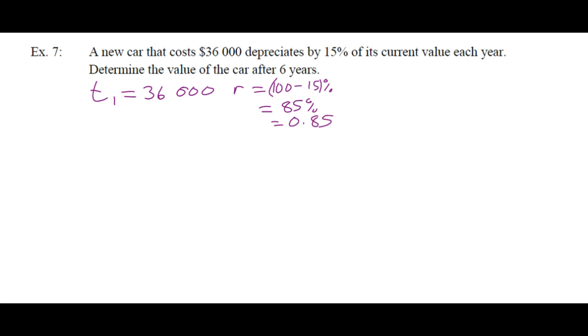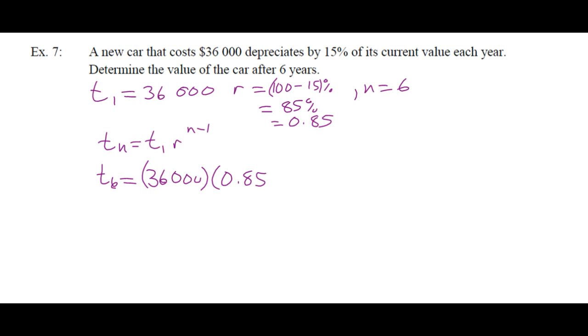You can use the decimal here. You can use 0.85. We don't need to do a fraction. Determine the value of the car after 6 years. So we've got n is 6. T sub n is T1 r to the n minus 1. T6 is 36,000 times 0.85 to the 5.